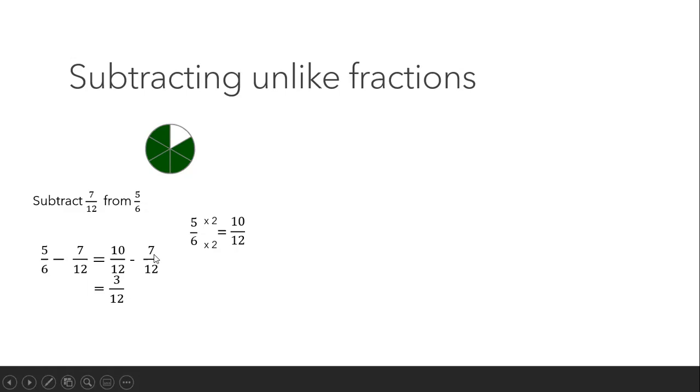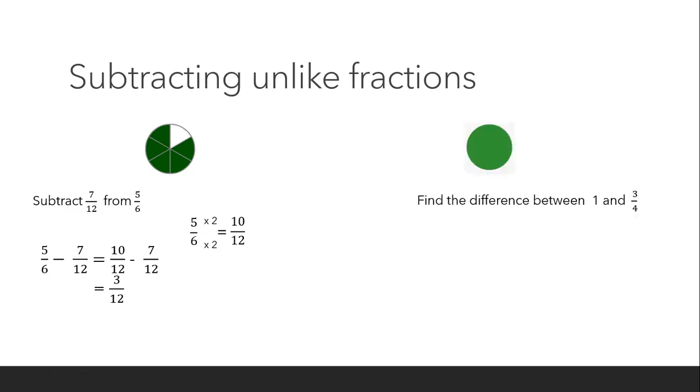This one is going to be first in your operation, and then you can go ahead and do it. 10/12 minus 7/12, 10 minus 7 equals 3, and the denominator stays the same.